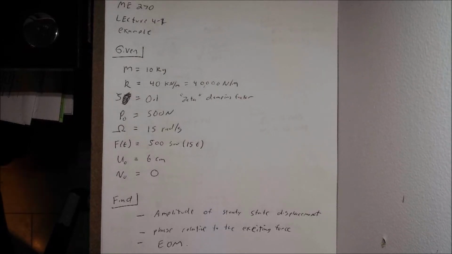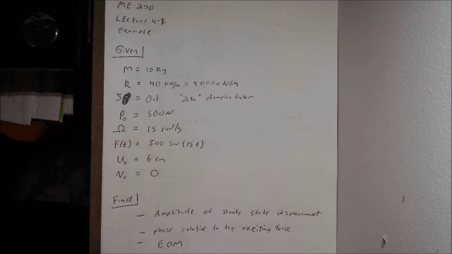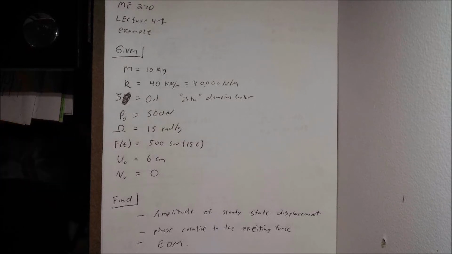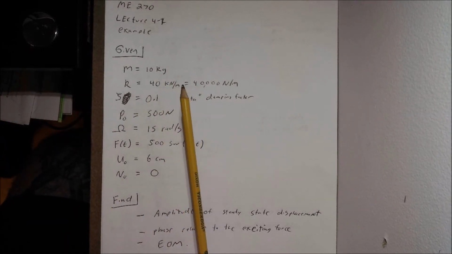So now that we've had a chance to read through that problem statement, the next thing we want to do is create our setup page. So we have our heading up top there, ME270, Lecture 401, example problem. What do we have given to us in the problem statement? Well, they gave us a lot of information. We didn't have a given diagram this time, but we did have variables with values.